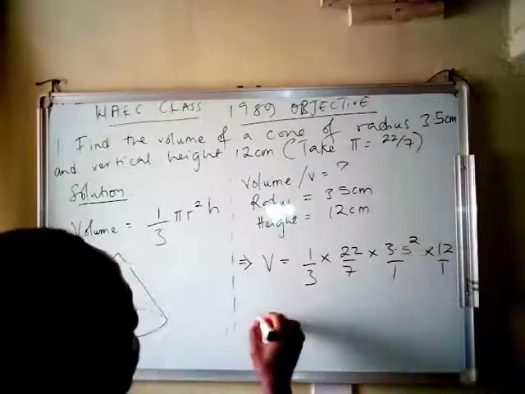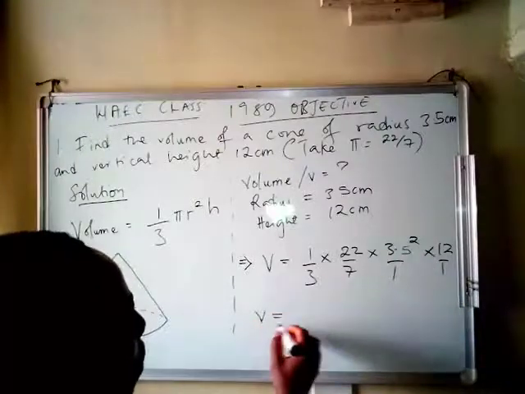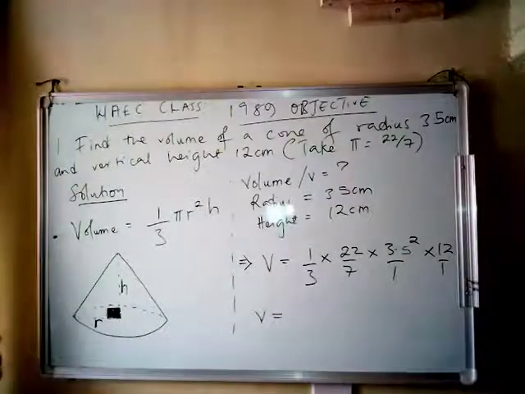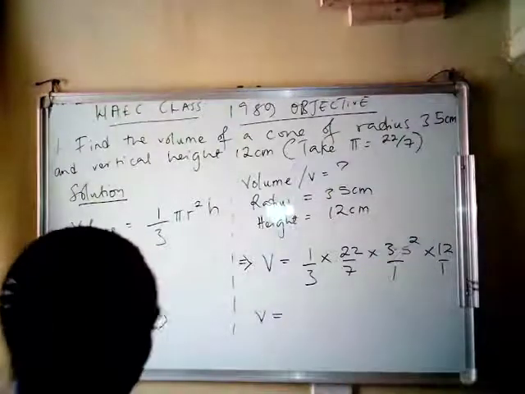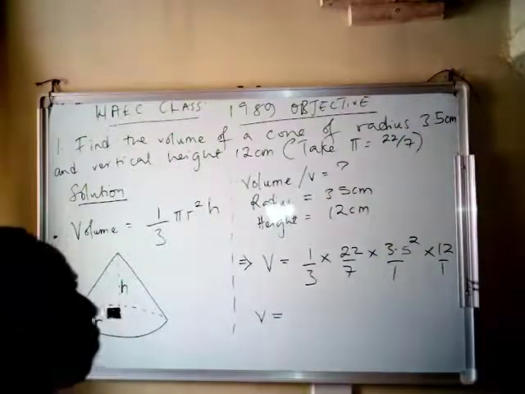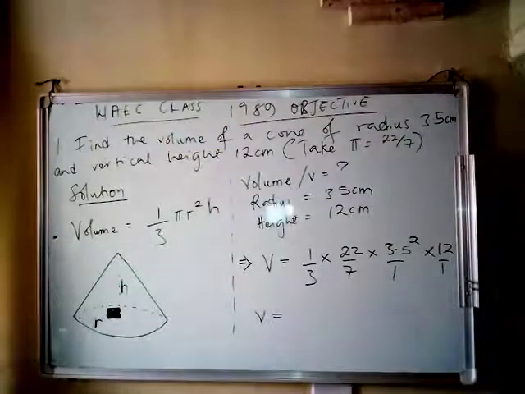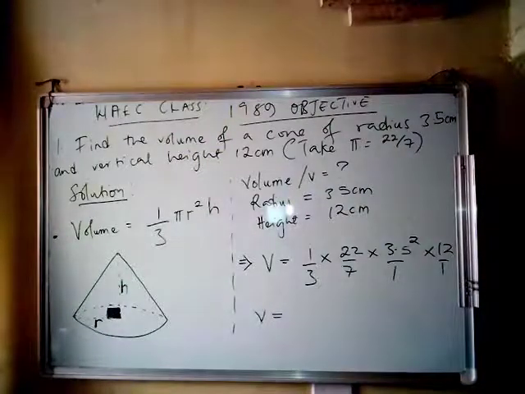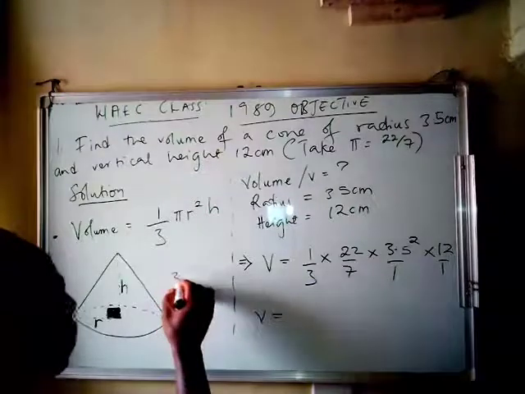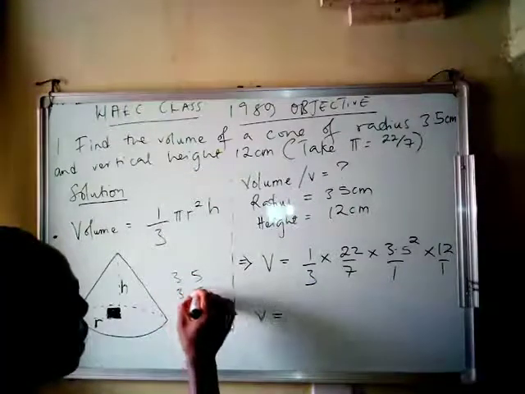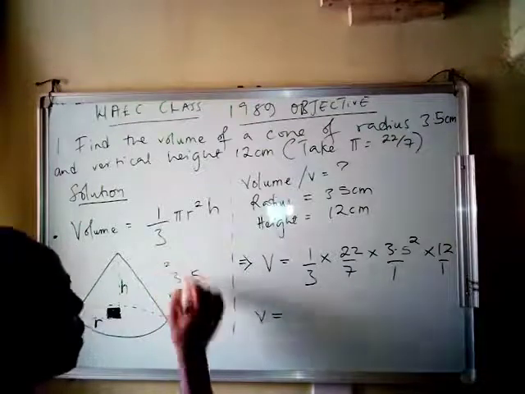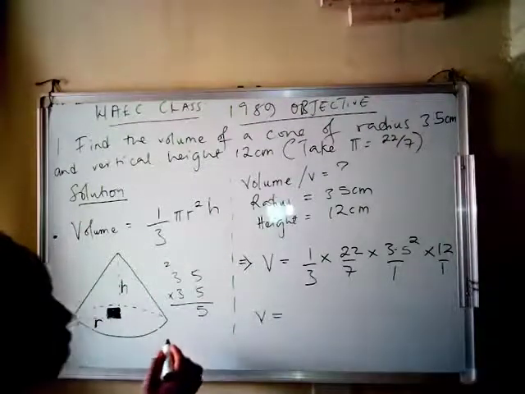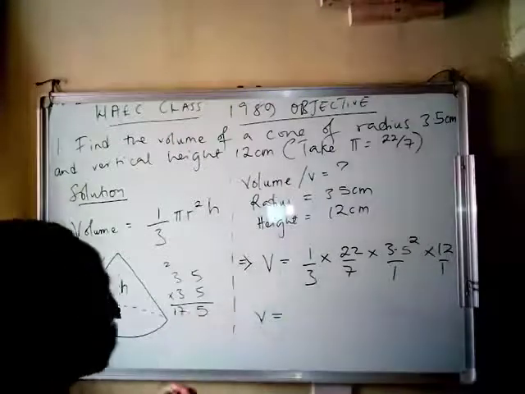3.5 squared. So V is giving us whatever we'll get when we cancel out. So notice that 3.5 squared, what would 3.5 times 3.5 give us? So let's see. I'm going to find that out by multiplying. So 5 times 5 is 25, carry 2. 5 times 3, 15, plus 2, 17.